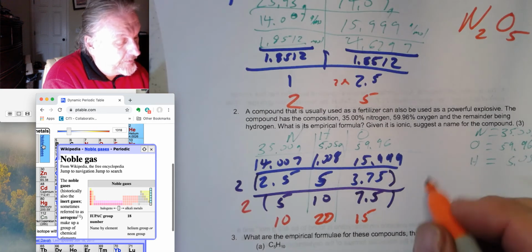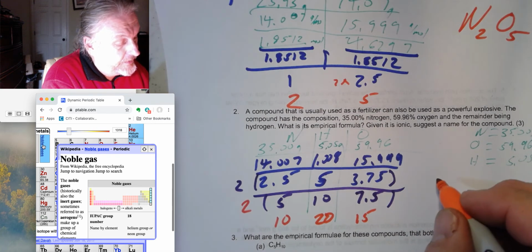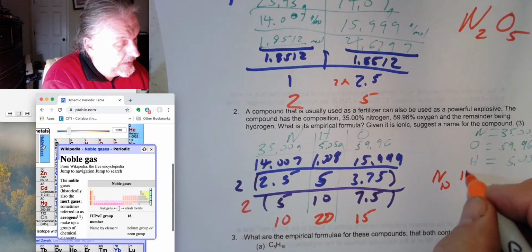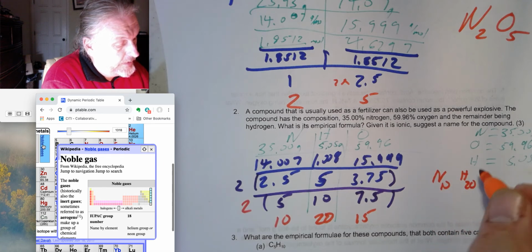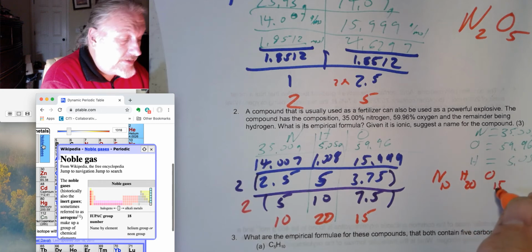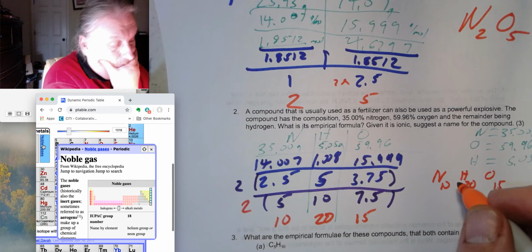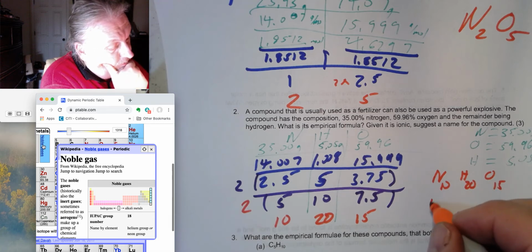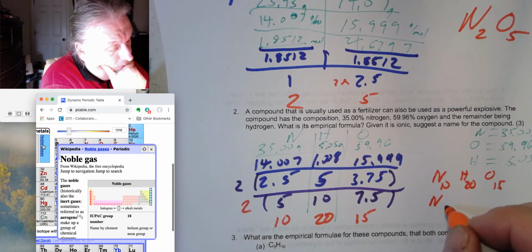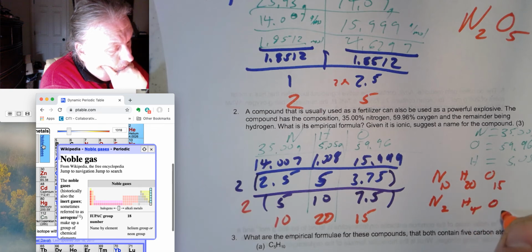Could have done something a little different, I think. So that's going to give me N10, H20, O15. Now that's not the lowest whole number ratio. Let's do better than that. So let's go by N2. Divide through by 5. H4, O3.